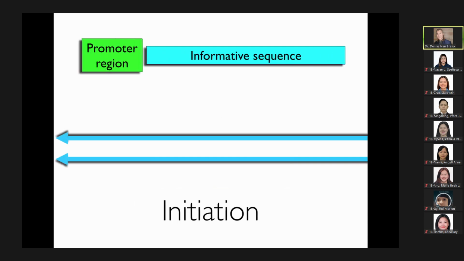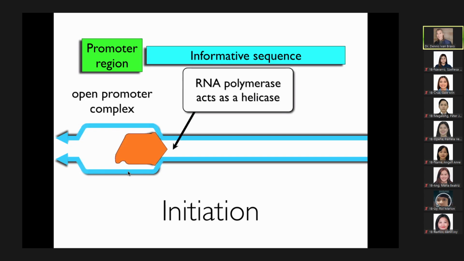So let's go to the transcription process itself, starting with initiation. The RNA polymerase holoenzyme would locate and bind the promoter region, forming now what is known as the closed promoter complex, after which the sigma factor can now dissociate. The RNA polymerase does everything, unlike the DNA polymerase, which requires several other enzymes. So the RNA polymerase even acts as a helicase, separating partially the two DNA strands from each other, forming now what we call the open promoter complex.